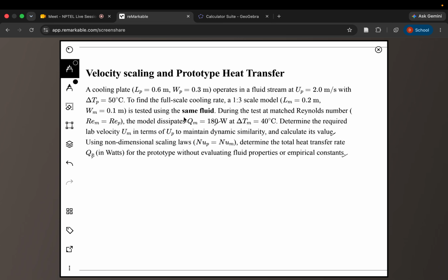And maybe one more point I would like to highlight here is why did I directly say that NUP and NUM are equal? So when we do dynamic similarity, how did I come to this conclusion that NUP and NUM are equal?